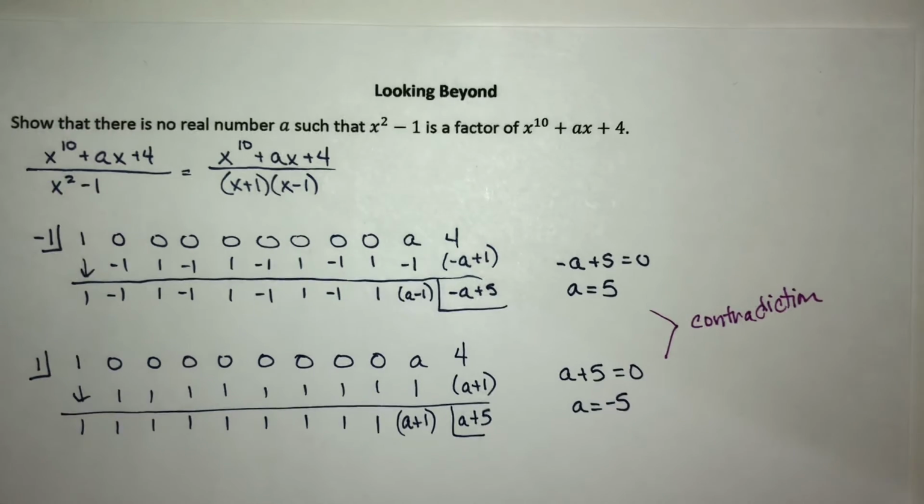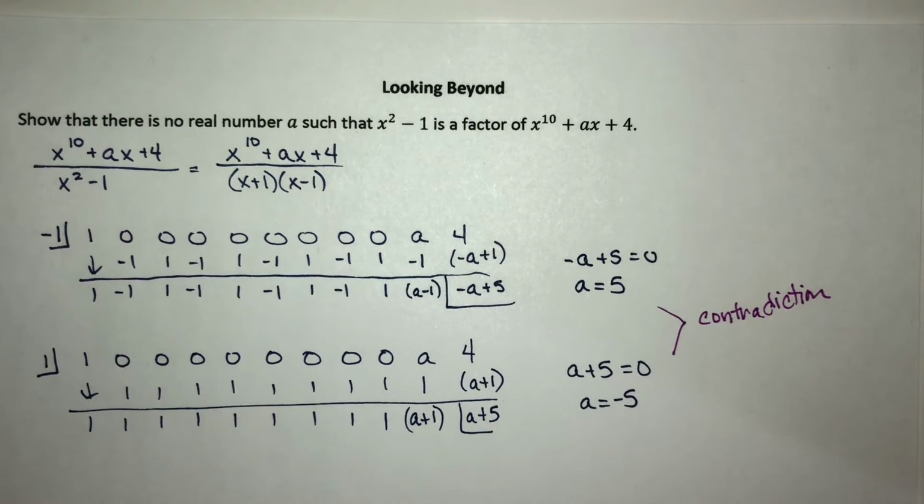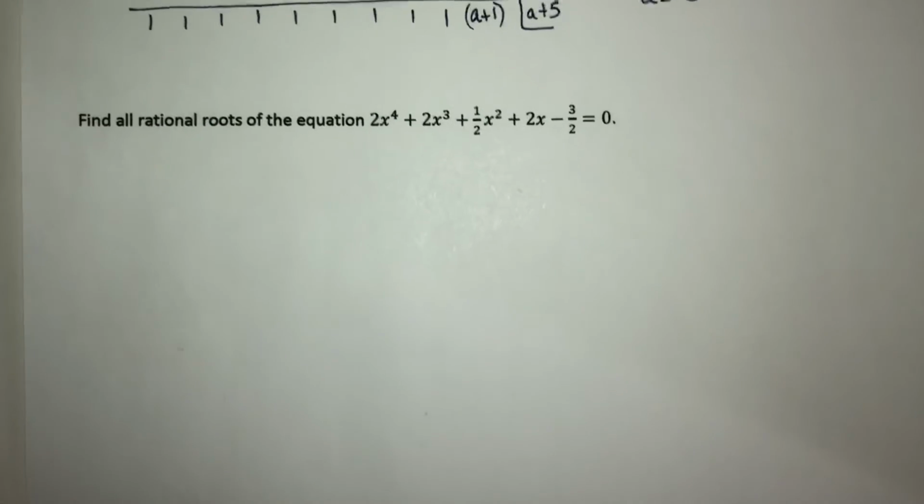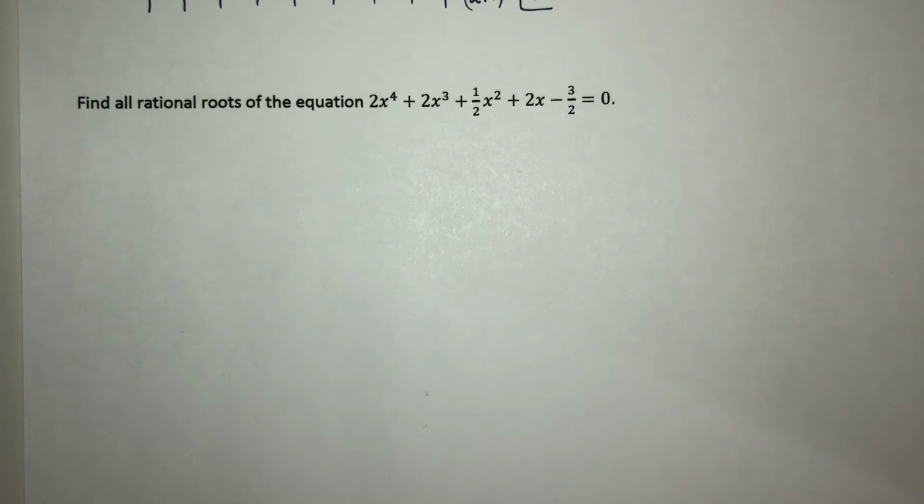So that's a contradiction. Okay, so let's look at this one. We want to find all rational roots of 2x to the fourth plus 2x cubed plus 1/2 x squared plus 2x minus 3/2 equals 0. Roots, zeros, they mean the same thing. So I need to list my possible zeros, and then we'll go from there.